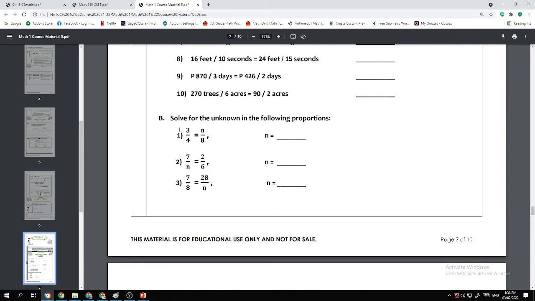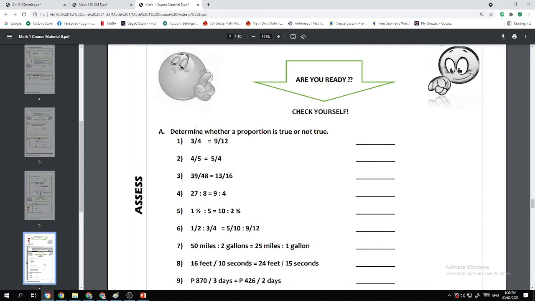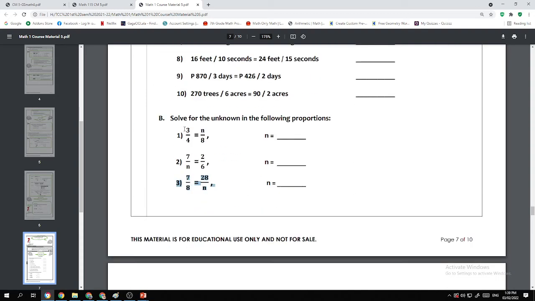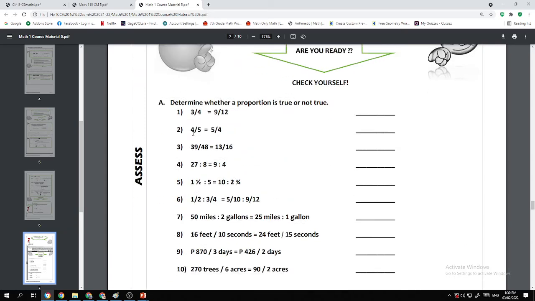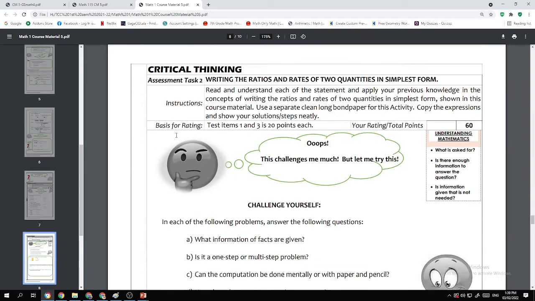This is what we did earlier when we solved for n. So, you know what to do for letter B, right? Any questions? So, your solution, sir? For letter A, you can just eyeball it, because when you multiply, it is not true. For letter B, I need the solution only. Okay? For letter B, I need the solution. Okay? Okay, sir. Okay, let's go to critical thinking.